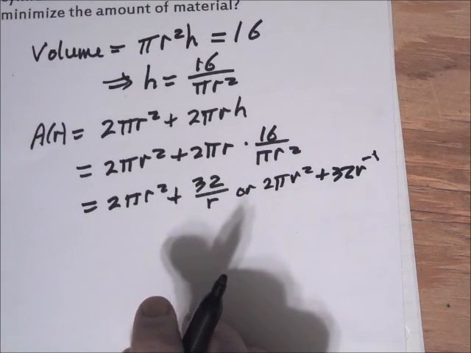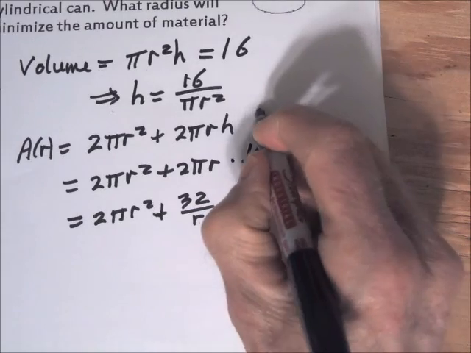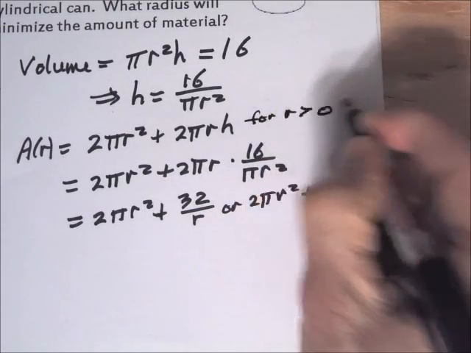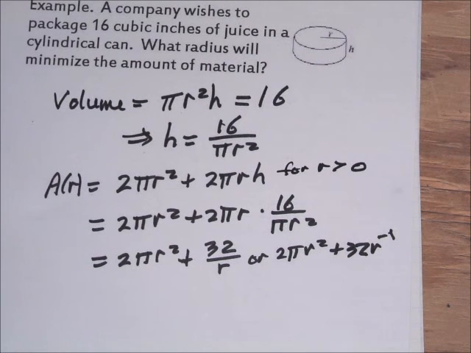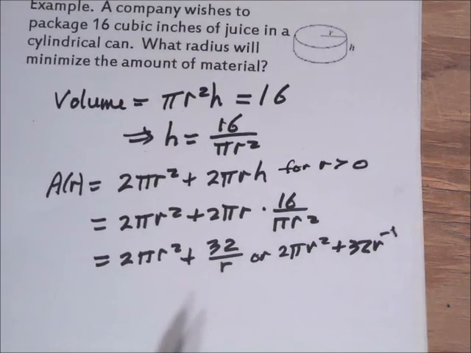Okay, so this is for r greater than 0. So this again is not a closed interval, so we can't apply our methods for closed intervals and just evaluate at the endpoints and the critical points. But if there's only one critical number, then that's going to be a max or a min, and we can analyze the sign to see if it's a max or a min.